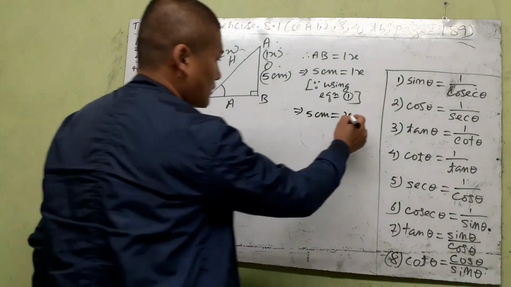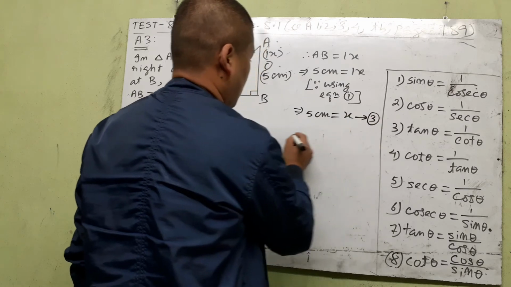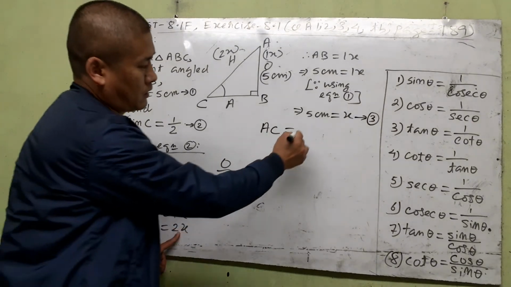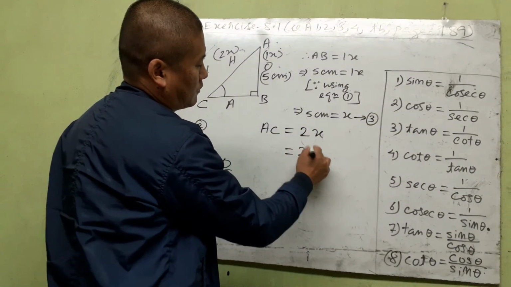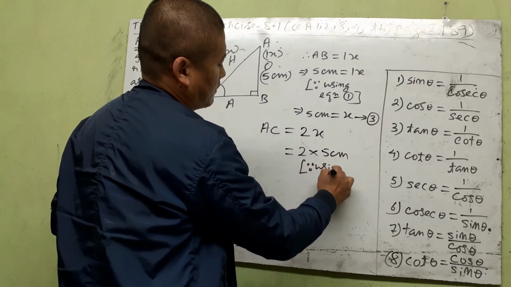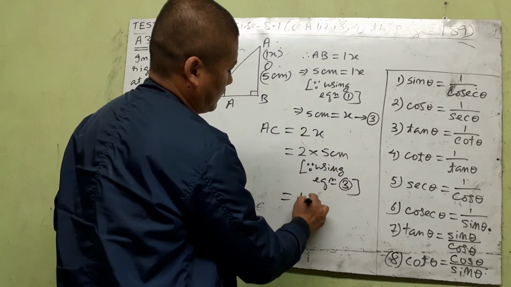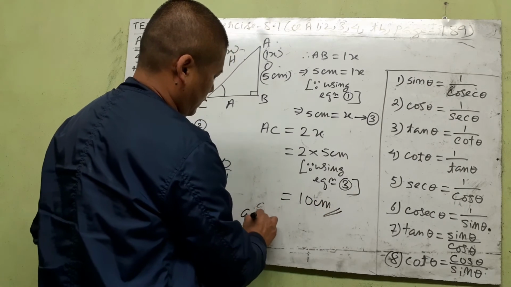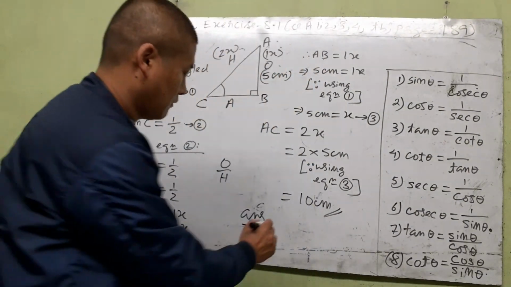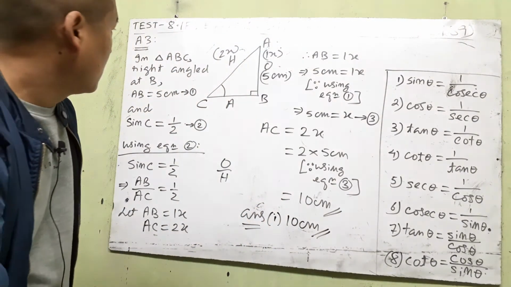So let's just put this one as equation number 3. Then here AC we know is equal to 2x. Write here 2x. So 2 into x, just now we found out 5 centimeter. And then write here, using equation number 3, 2 5s are 10 centimeters. So the answer choice to match this one is the 1, so 10 centimeter. Okay.